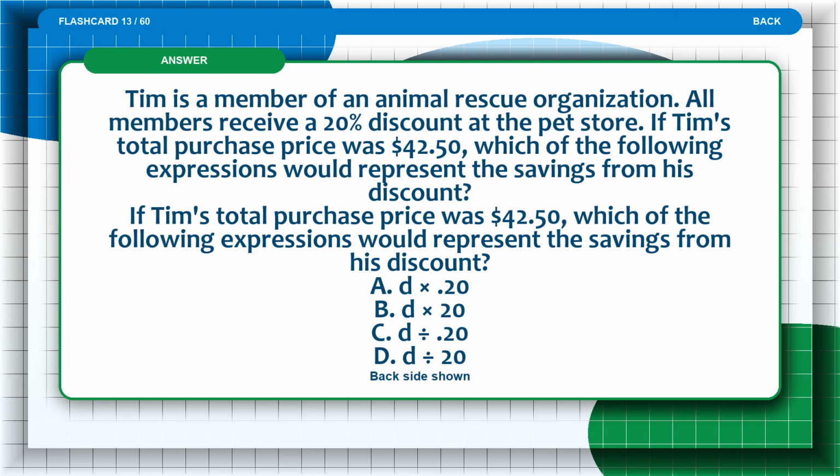The answer is, Tim is a member of an animal rescue organization. All members receive a 20% discount at the pet store. If Tim's total purchase price was $42.50, which of the following expressions would represent the savings from his discount? A) D times 20, B) D times 20, C) D divided by 20, D) D divided by 20.